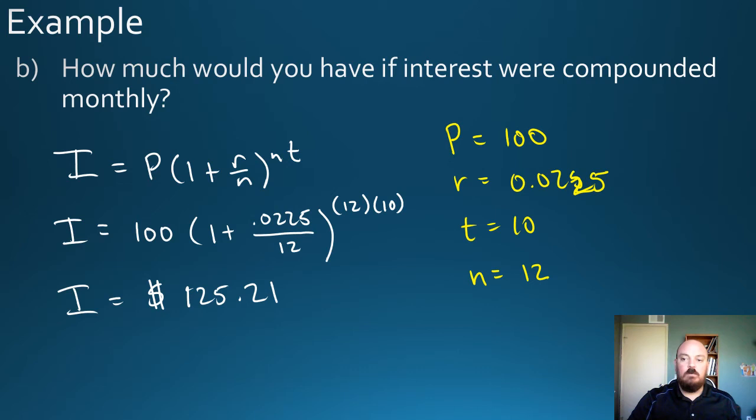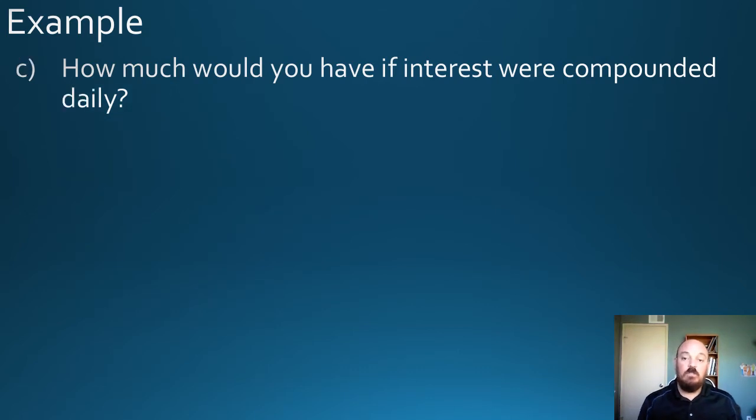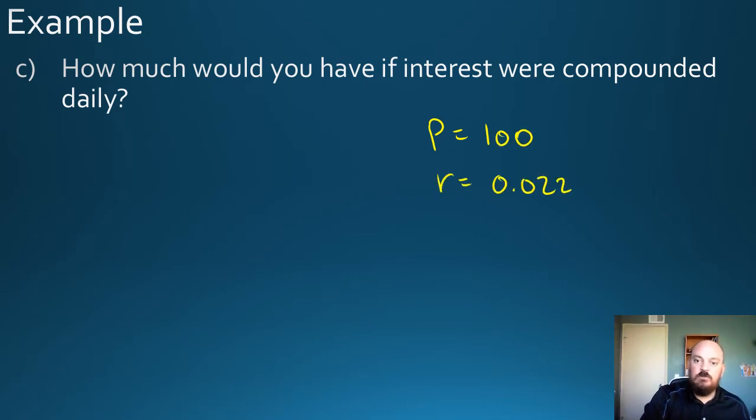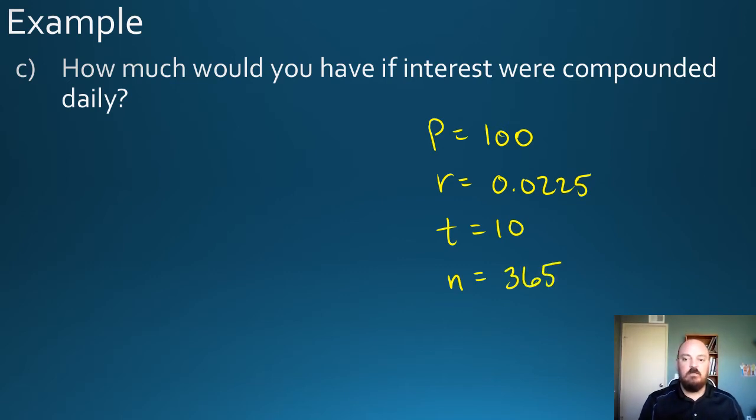Let's do one more. Let's compound a little bit faster. Let's compound daily and see if it makes a difference again. So again, I'm leaving most of the stuff the same. The principal is 100. The rate is 0.0225. Time is 10 years. But this time, if we're compounding daily or every single day, that's 365 times per year. So that's what's going to change this time. So same formula.